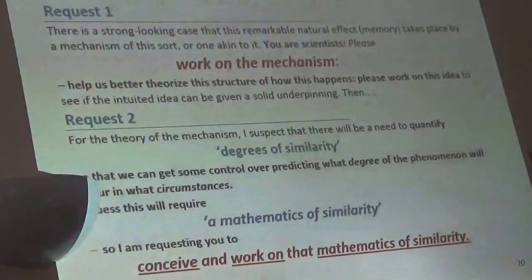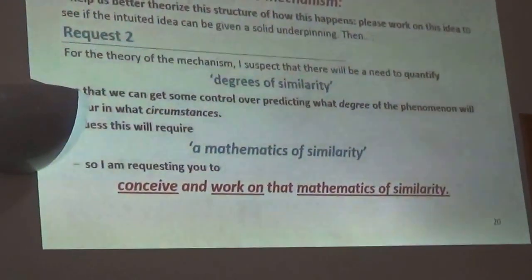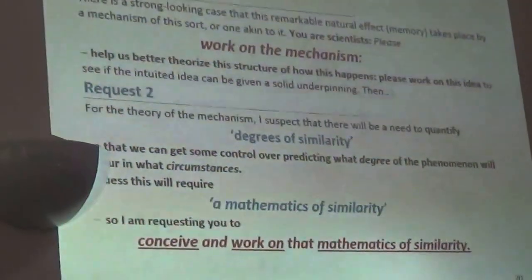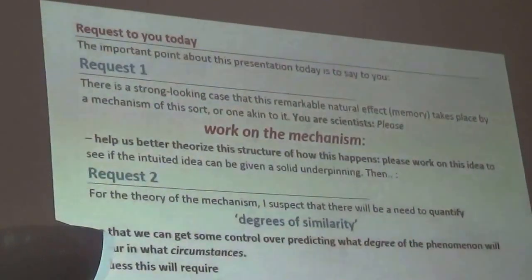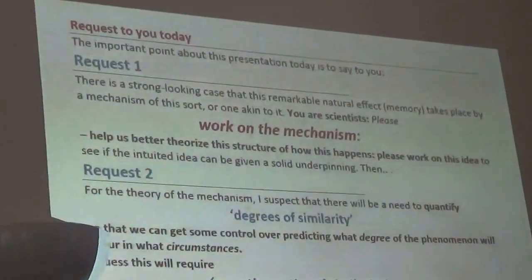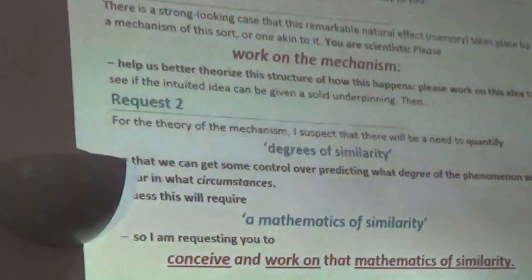Then, request number 2. For the theory of the mechanism, I think we're going to need to quantify degrees of similarity so we can get some control over predicting what happens in what circumstances. So I think this is going to require a mathematics of similarity. So I'm requesting you to conceive a mathematics of similarity and work on it.